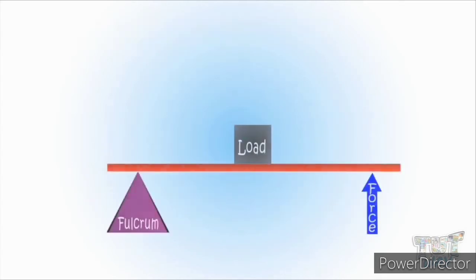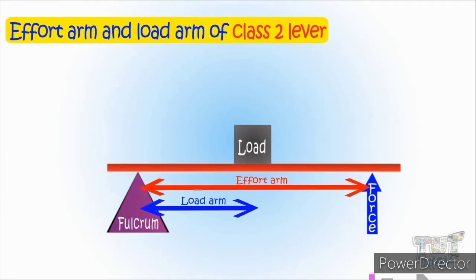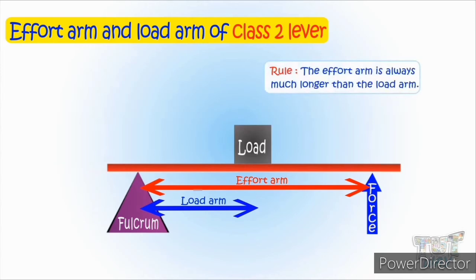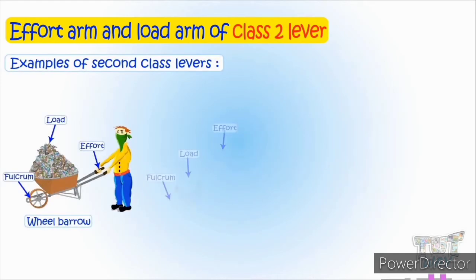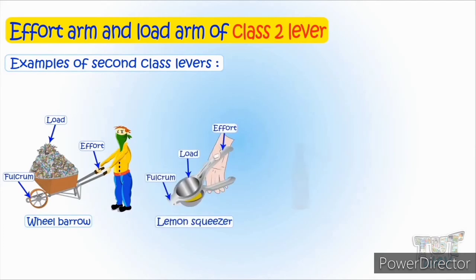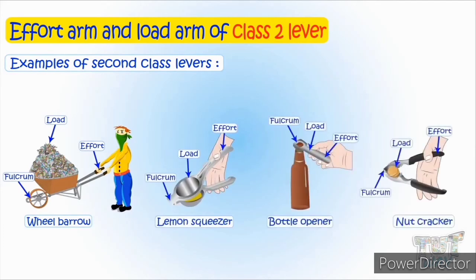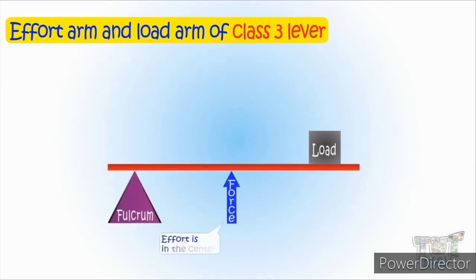Class 2 levers, where the load is in the center. So in every case of class 2 lever, the effort arm is much longer than the load arm. So Class 2 levers are mostly used for heavyweight activities. Examples of Class 2 levers include a wheelbarrow, lemon squeezer, bottle opener, nutcracker.